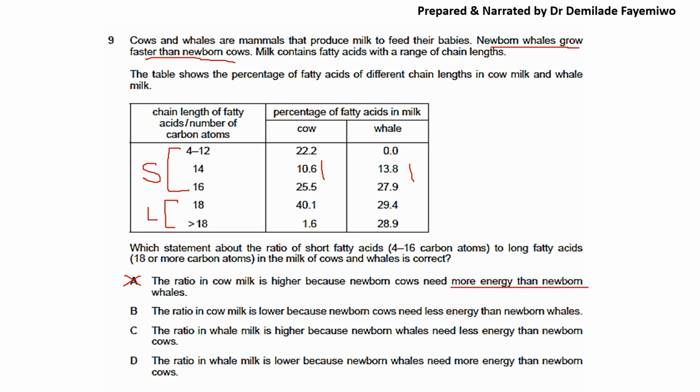The ratio in cow milk is lower. Again, that's not true. The ratio in whale milk is higher. This is the ratio of short fatty acids. That's not true. The ratio in whale milk is lower because newborn whales need more energy than newborn cows. That is definitely correct. Because the ratio of short fatty acids is lower in whales compared to long fatty acids, it means that they require more energy, which is why they have longer fatty acid chains.